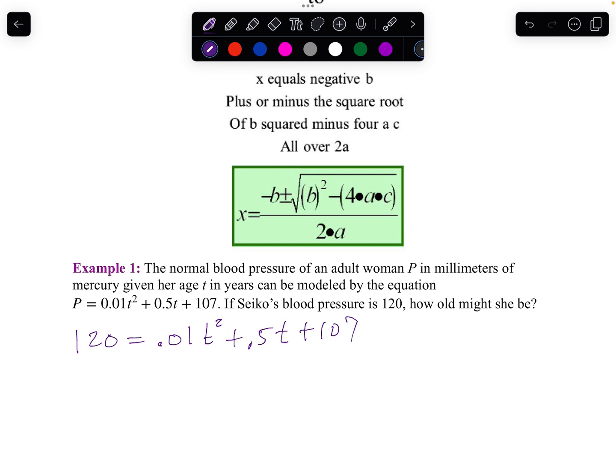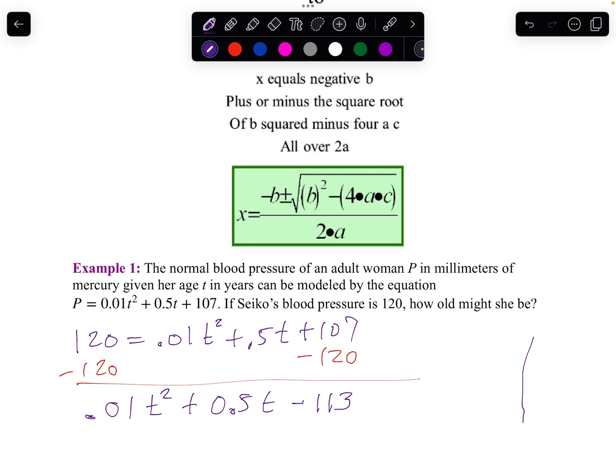Now, when you use the quadratic formula, just like you do with graphing and just like you do with factoring, it's got to equal 0. I can't use the quadratic formula if it's equal to a number. So I subtract 120 from both sides. So my new equation, I'm going to write my variables on the left side, is 0.01 t squared plus 0.5 t, and then negative 120 plus 107 is negative 113.